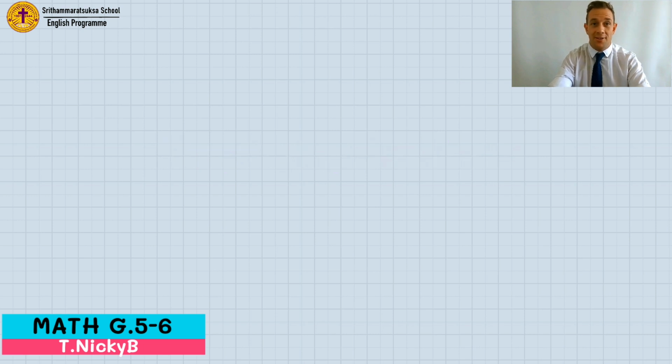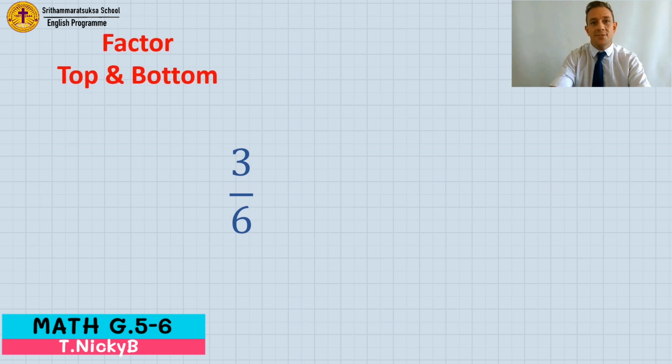Now that you have a good understanding of what fractions are and equivalent fractions as well, let's begin with simplifying them. Let's take our previous example, 3 over 6. We need to factor the top and bottom numbers, which means we need to find what two numbers multiplied together equal that number. Let's begin.